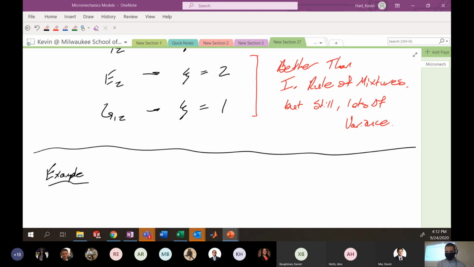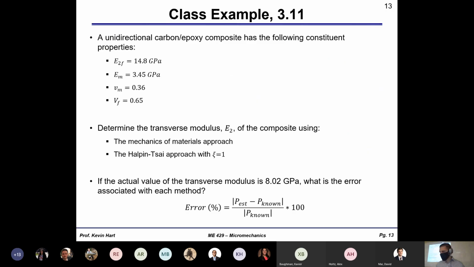All right, I'm going to pop this up for all to see. We got a unidirectional carbon epoxy composite with the following constituent properties. We know the modulus in the 2 direction of the fiber. We know the modulus of the matrix. We know the Poisson's ratio of the matrix, and we know the volume fraction in the composite is 65%. We want to determine the transverse modulus, this E2 value of the composite, using the 2 approaches we talked about. So I'll give you a second with that.